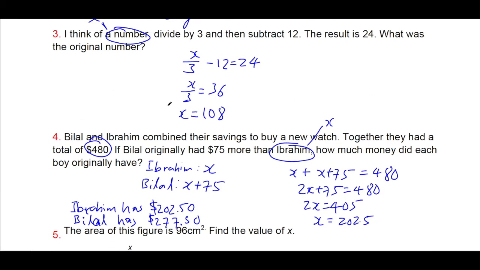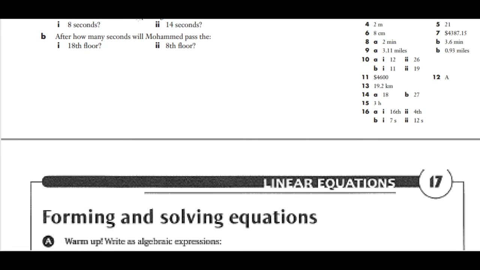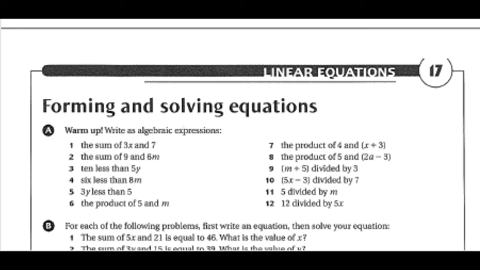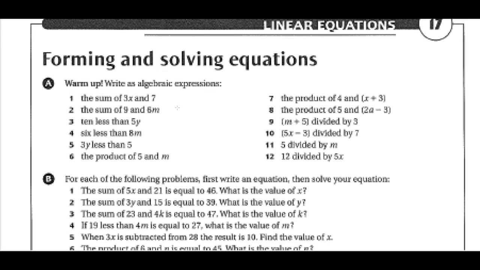Alright, so that's all the content for today. Let me just go through the homework and see if there's any interesting questions. Okay, the writing here is pretty terrible, but if you look closely, you can kind of make out what it's saying. This one just says, write as algebraic expressions the sum of 3x plus 7. So that's just 3x plus 7. That's the algebraic expression. 12 divided by 5x, so that's just 12 over 5x. Do not use the division symbol, like I said.